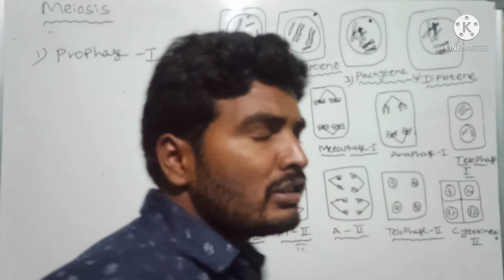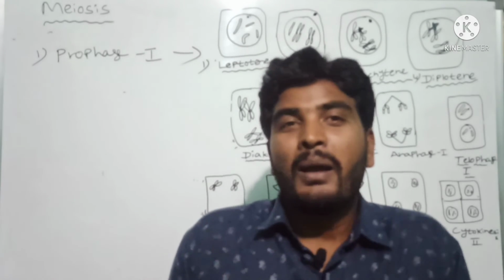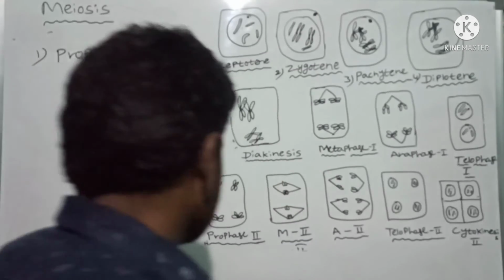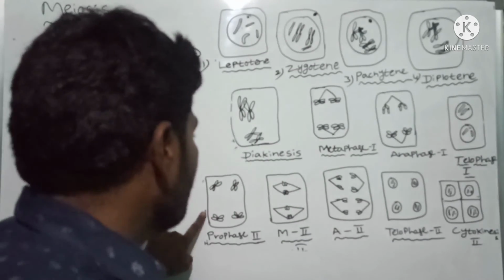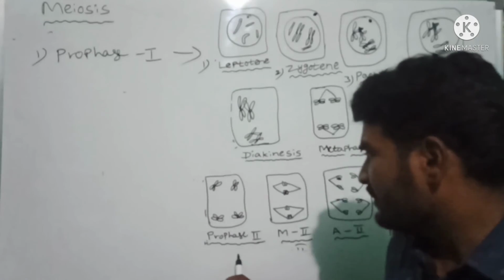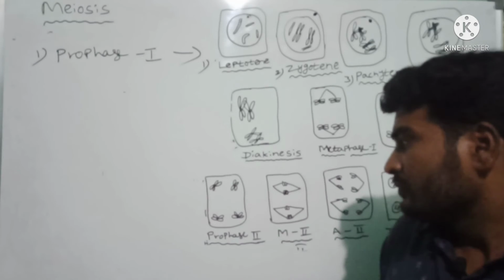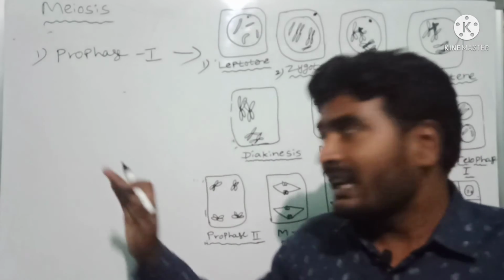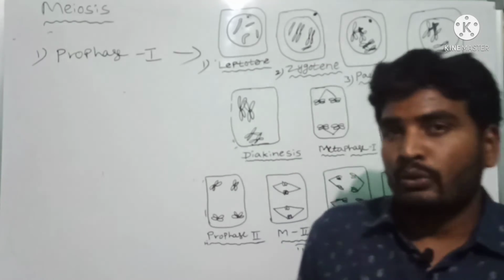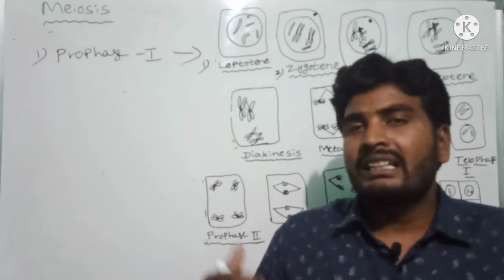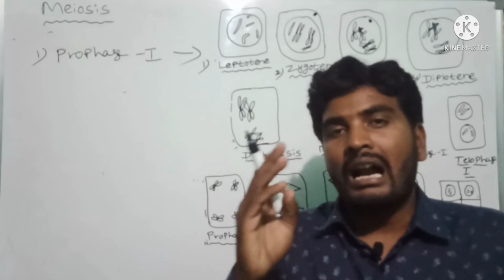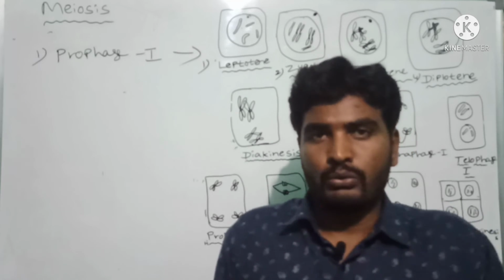meiosis 2. Meiosis 2 is similar to mitotic cell division. We already studied mitotic cell division. In this meiosis 2, again it is divided into karyokinesis 2 and cytokinesis 2. Karyokinesis 2 is again divided into 4 subphases: prophase 2, metaphase 2, anaphase 2 and telophase 2.